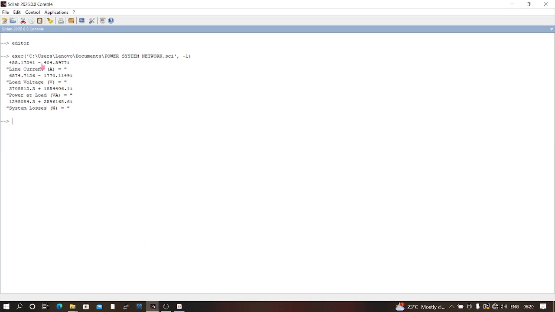How much line current did we get here? The line current value is 455.17, and the load voltage we get is 636574.71 with an angle of 26. Next, the power at the load, the complex power, is this value. Next, the system losses we also get here. So all the values are displayed directly.